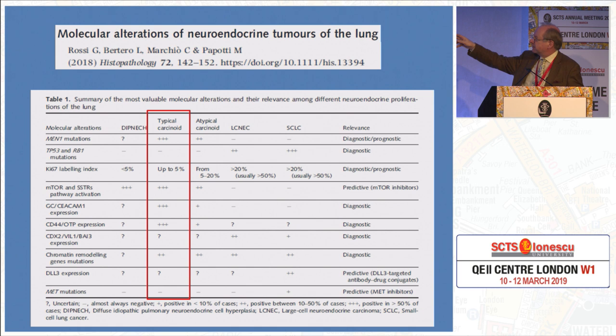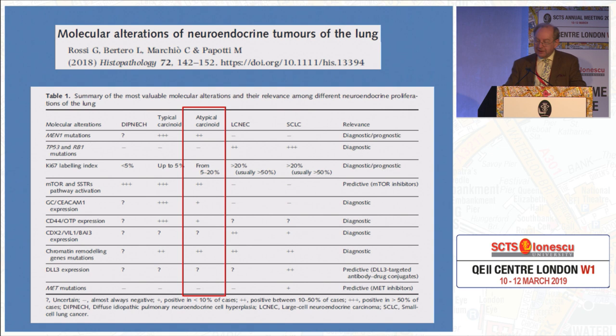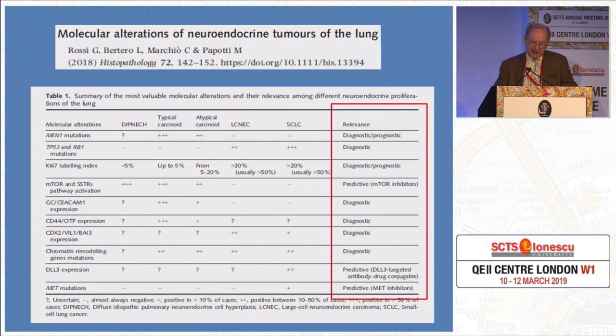And then clearly we see that the Ki-67 is lower on the left-hand side in the typicals. And as we go through, we can see that there are different markers that come through, and we go through to the end, and as you can see, some of them are just diagnostic and prognostic, and some may have predictive therapeutic influences. So again, if anybody wants copies of these slides, I'm more than happy to share them with you.